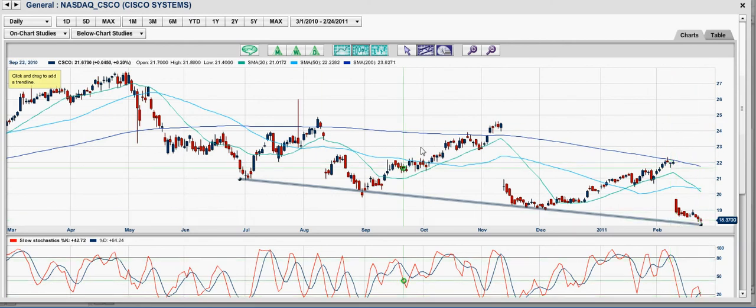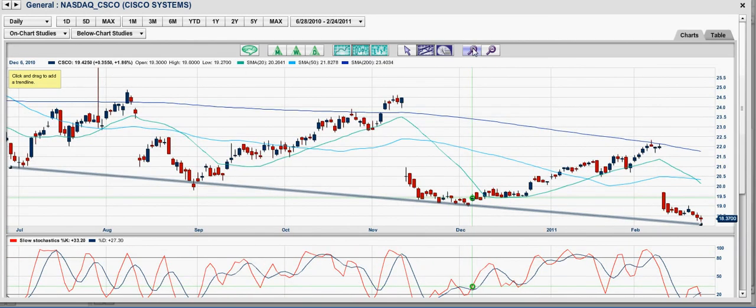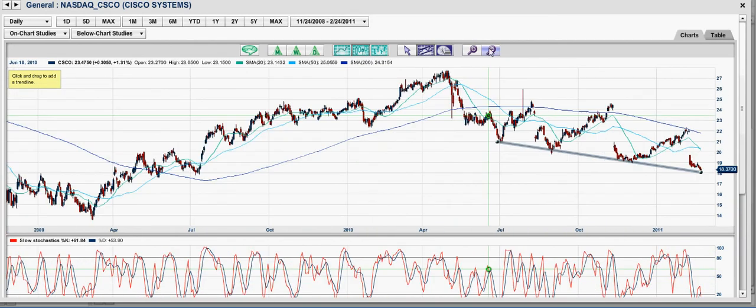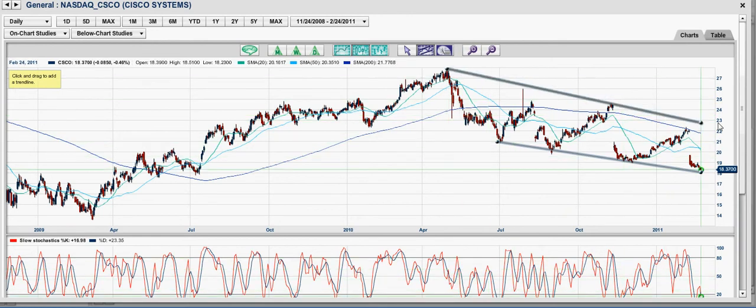So a buy-in right here wouldn't be a bad idea, although I would be a little patient. Just keep your eye on Cisco. A buy here wouldn't be bad. We are trading into a channel, and you are buying at the lower edges of a channel, which gives you a favorable position to be in as far as channel trading is concerned.